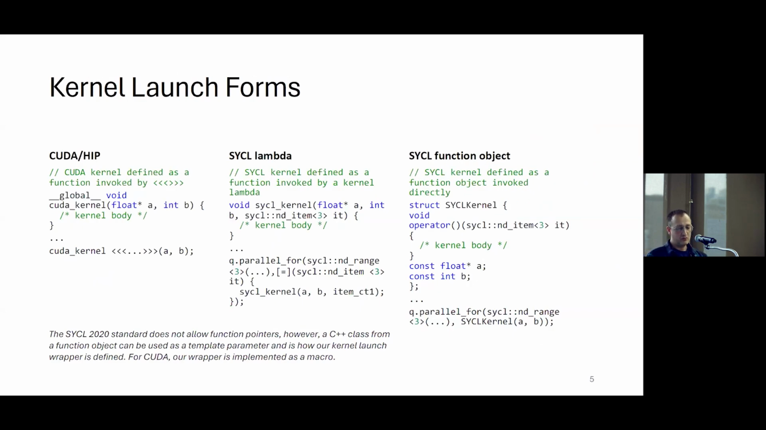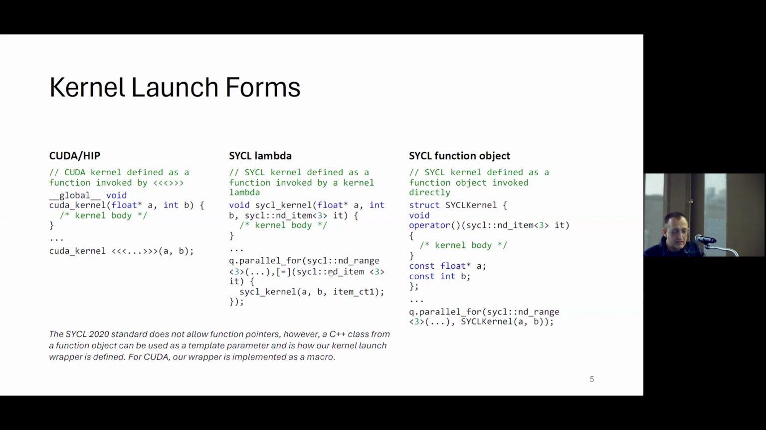So why did we go with the function object representation? It's really this. We have these different kernel launch forms. In CUDA we have the triple chevron syntax for launching kernels, and for SYCL there are a couple different options: supplying a lambda function inside the parallel for region, or supplying the function object to the parallel for. And like I said, we ended up opting for the function object form.